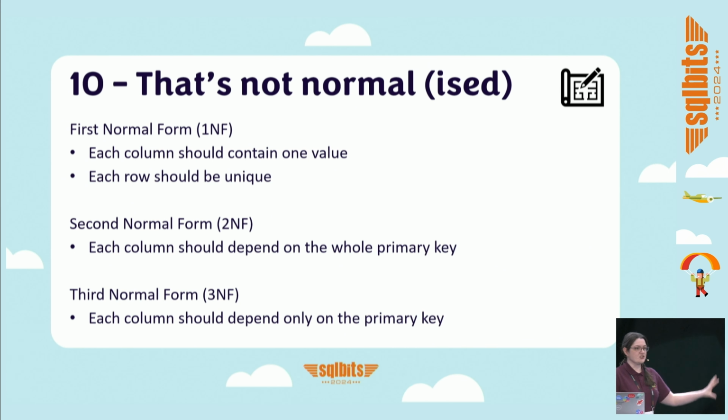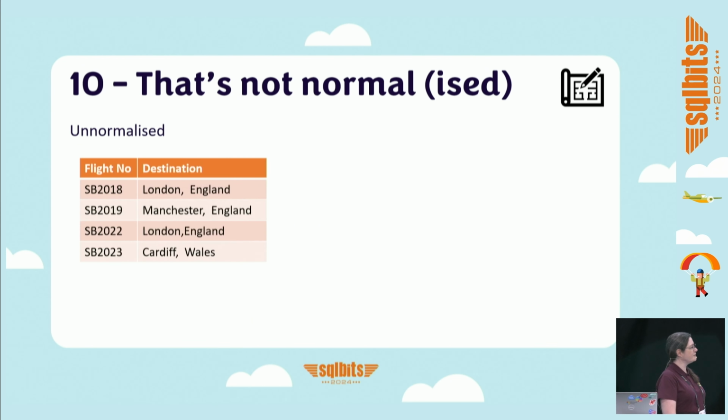And if all of that is just complete gibberish, don't worry, we're going to walk through a really, really quick example. So here we have some data that is freshly stolen from the SQLBits website. It's obviously the year that SQLBits happened and where it happened. You can see we've got some comma delimited data in there, and we've got a bit of inconsistency. You've got London, England twice, but the spaces are different between the two. So let's take it to first normal form.